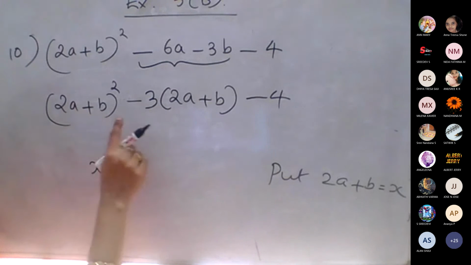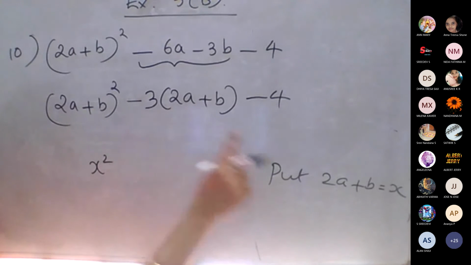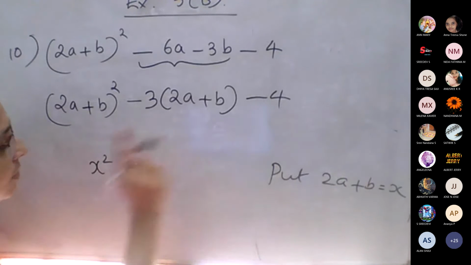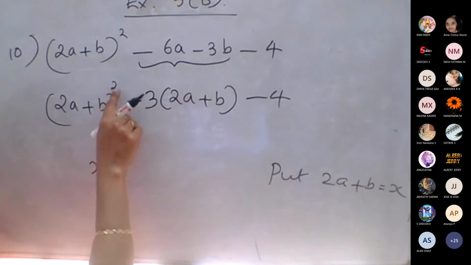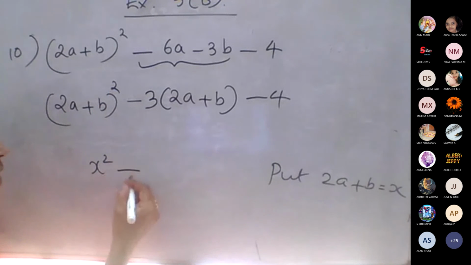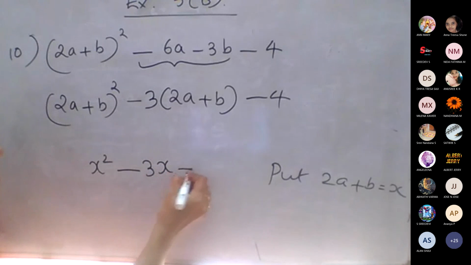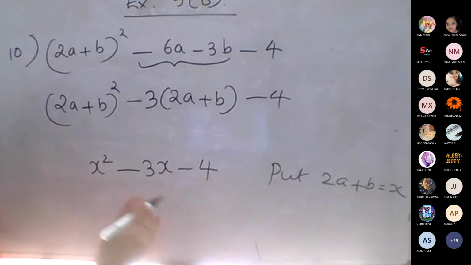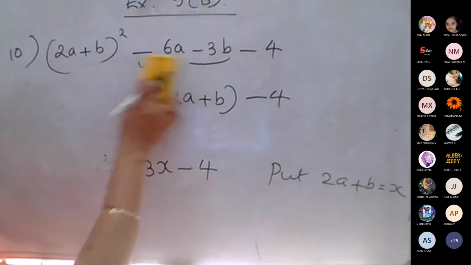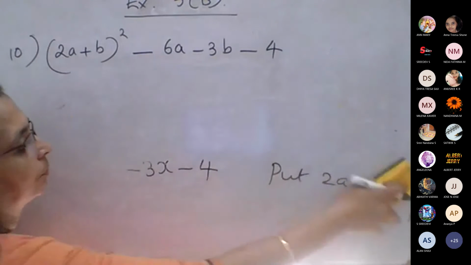So why are we writing this? We can substitute 2a plus b as x. If 2a plus b is x, we can write x square minus 3x minus 4, to make our calculation easy. Okay. So first what do we have to do? Tell me.